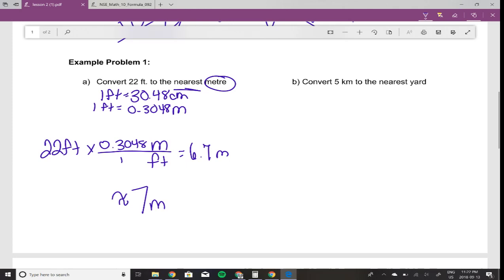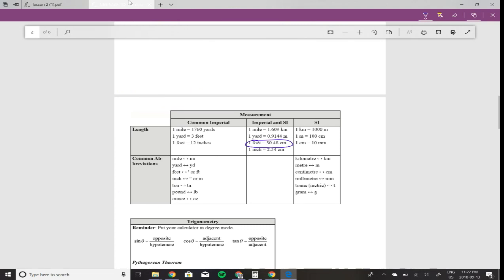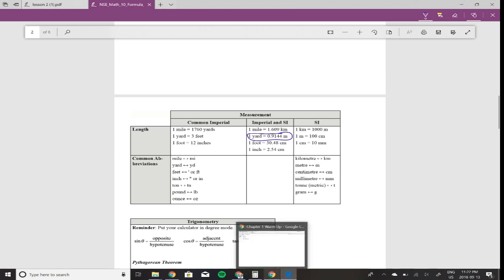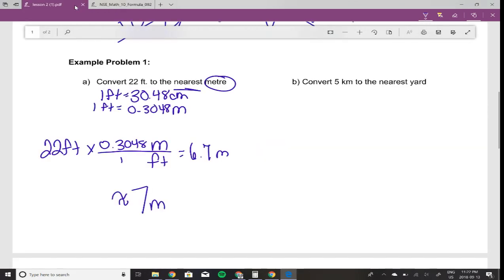So 5 kilometers to the nearest yard. So if we switch over to our formula booklet, I'm going to get rid of this mark that I made. So kilometers and yards, I don't really know, but I do know meters and yards, so we can start with that. Okay, so 1 yard is 0.9144 meters. So I want to convert that to kilometers.